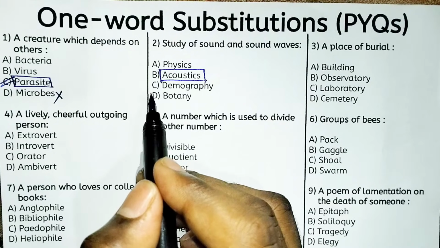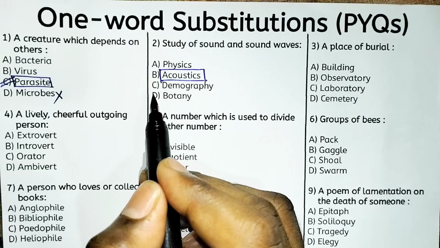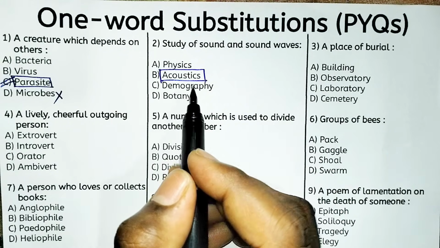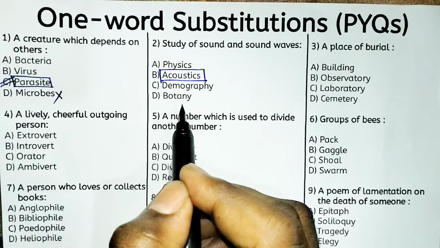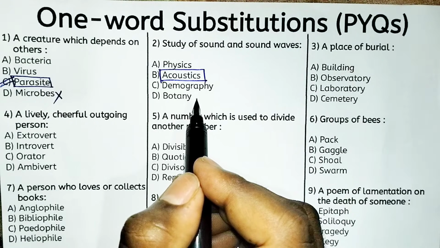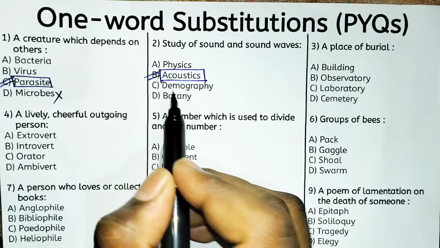Acoustics is a branch of physics dealing with sound. Okay, and demography means study of population. Botany, study of plants. That's why option B is the right answer.